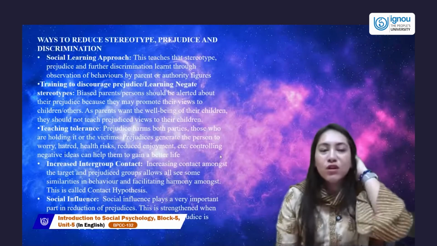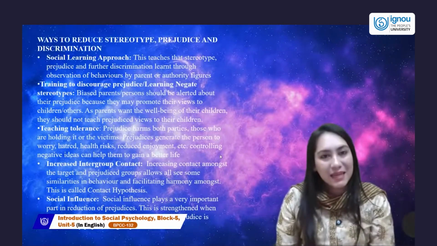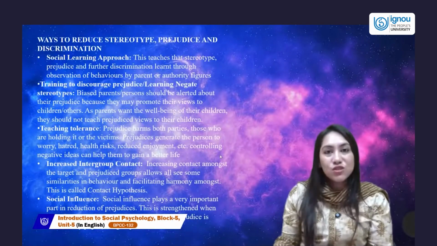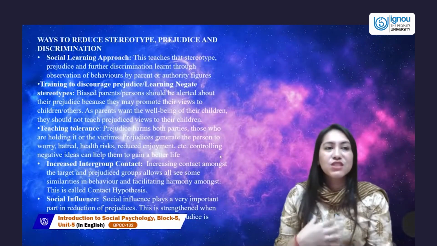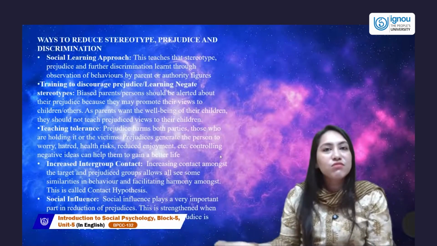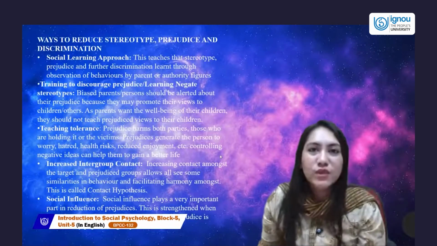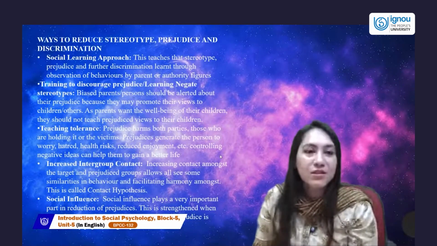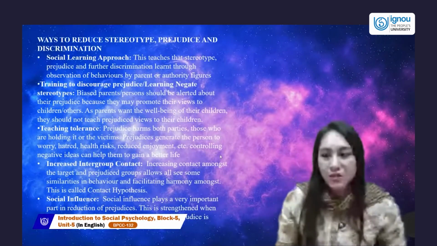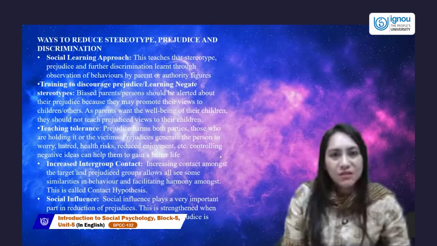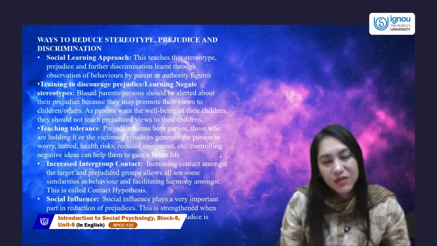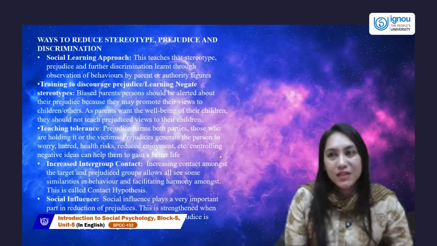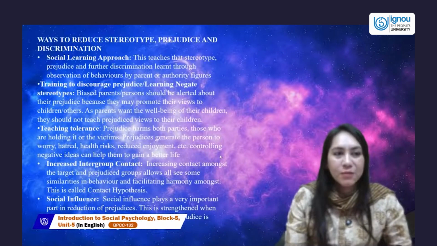So let's move on to the ways to reduce stereotype, prejudices, and discrimination. The social learning approach teaches that stereotypes, prejudices, and further discrimination are usually learned. We are actually learning them from society, isn't it? We observe the behaviors of our parents and our authority figures, and once we see that they're doing well in society, we tend to adopt it and put it in our own behavior. Social learning can be of stereotypes, prejudice, or discrimination. That's how little children learn to discriminate against a certain group.